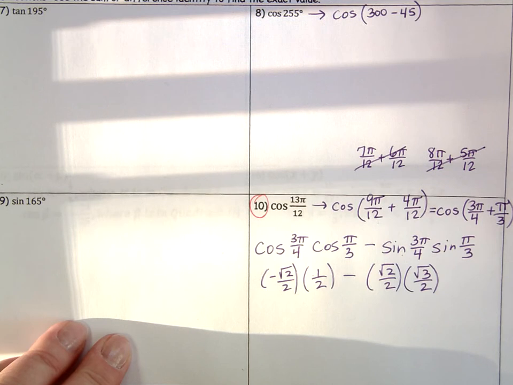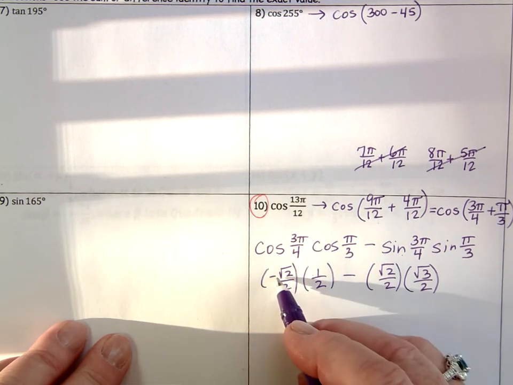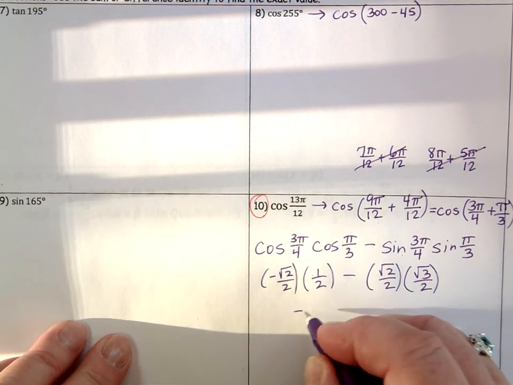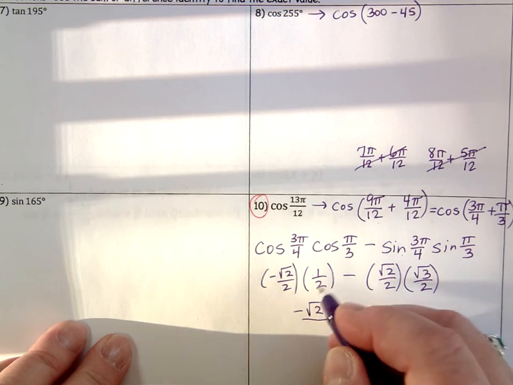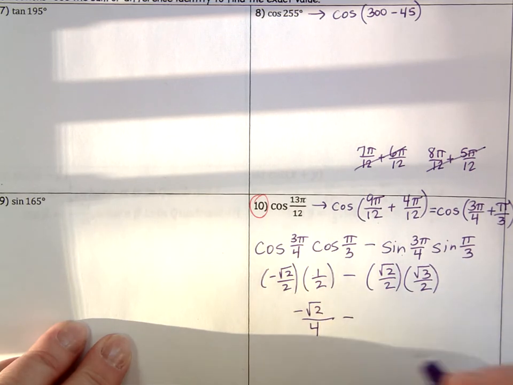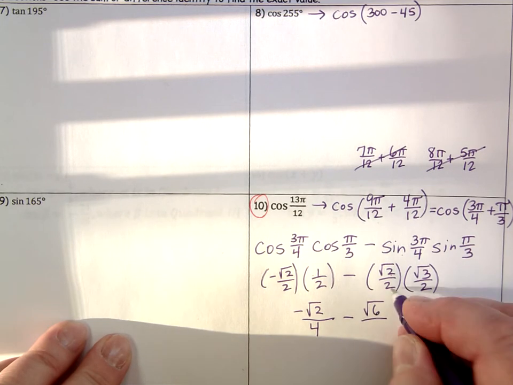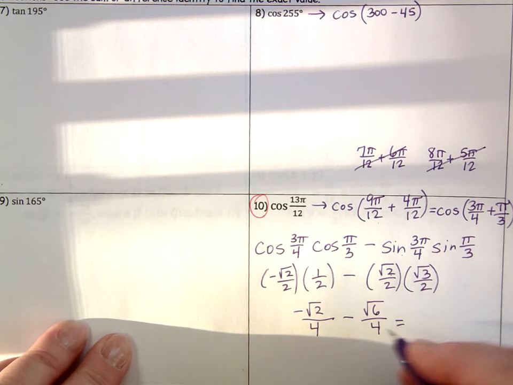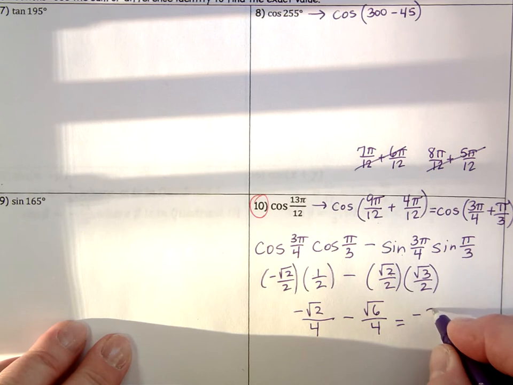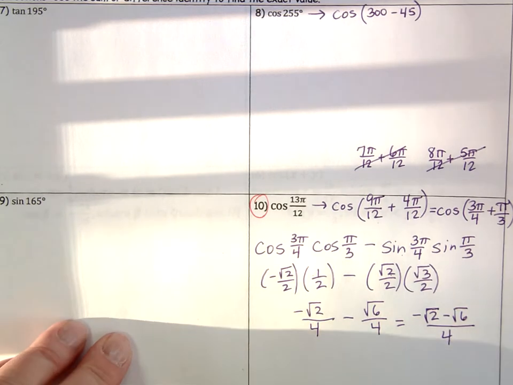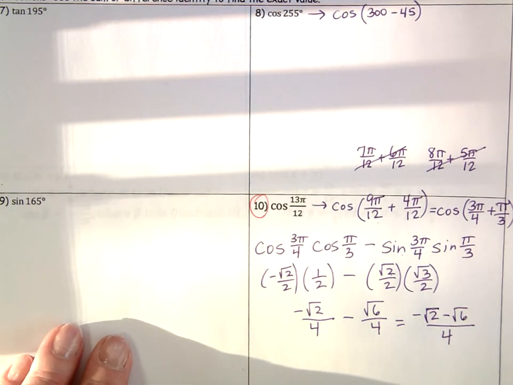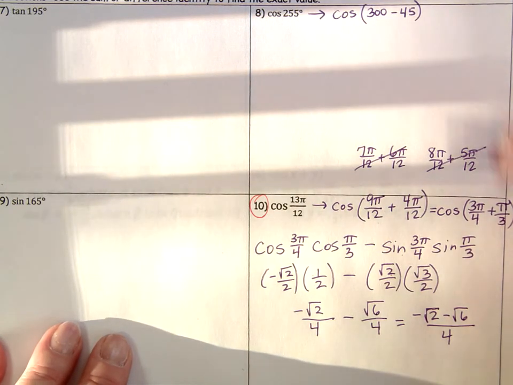Then I multiply before I add. So negative square root of 2 times 1 is a negative square root of 2. 2 times 2 is 4 in the bottom. Subtraction sign. Square root of 2 times square root of 3 is a square root of 6. 2 times 2 is 4. And then I just put it together because they have common denominators. So negative square root of 2 minus the square root of 6 all over 4 is my final best answer for that one. You can see the sunshine coming in with the shading on my paper here.